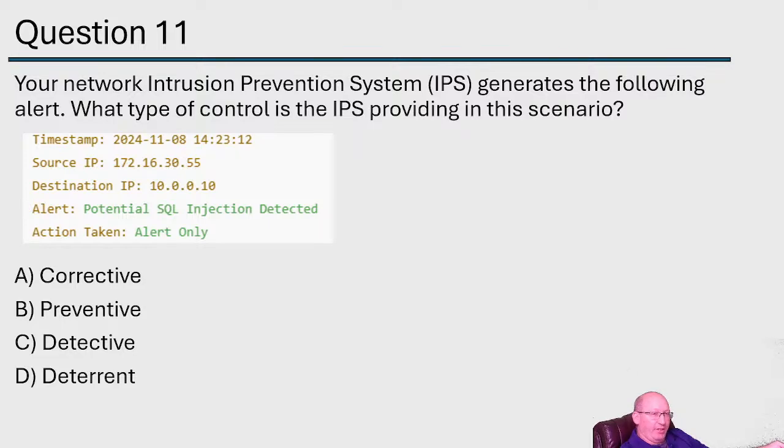All right. Your network intrusion prevention system generates the following alert. What type of control is the IPS providing in this scenario? Let's start with corrective control. I think we know it's not a corrective control. I feel like corrective control is an easy one. We can get rid of that one.